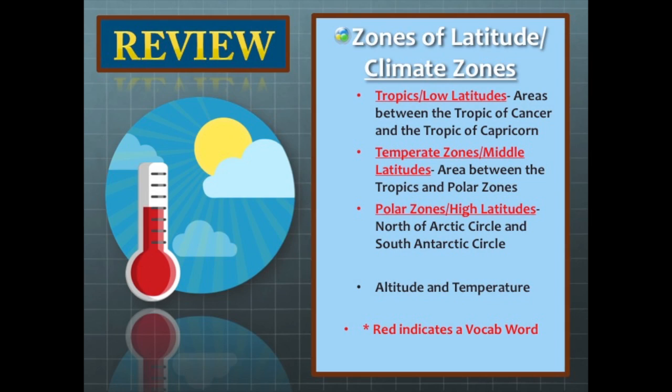To review, today we studied the zones of latitude, also known as the climate zones. These included the tropics, the temperate zones, and the polar zones. Tropics are the areas between the Tropic of Cancer and the Tropic of Capricorn. Temperate zones are those middle latitudes. Those are the areas between the tropics and the polar zones. And the polar zones are north of the Arctic Circle and south of the Antarctic Circle. The last bit that we studied was how altitude affects temperature.